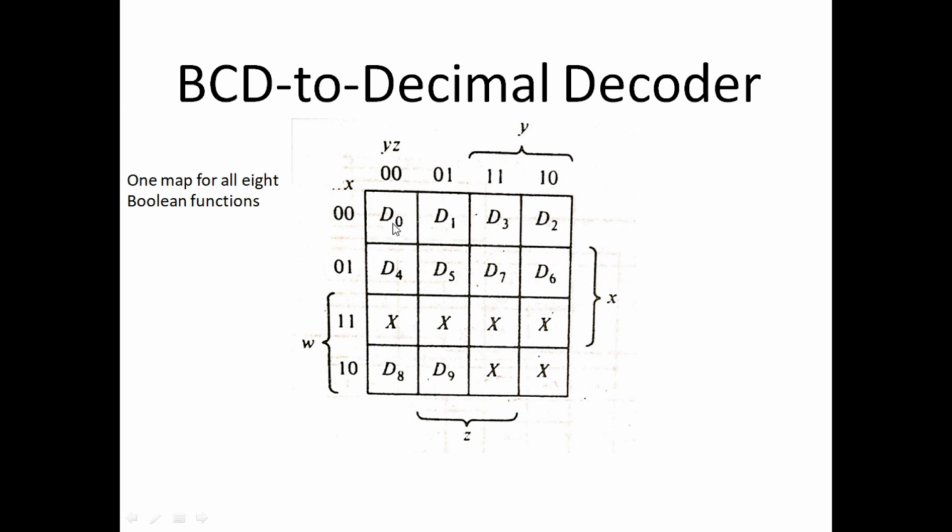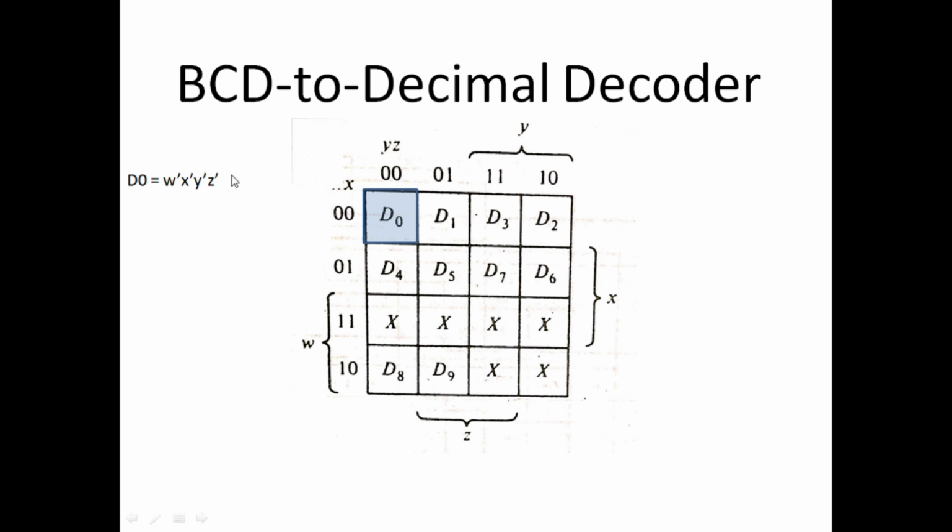So this D0 is 1, so it cannot be grouped with any other square because it doesn't have any square that has a value of 1 and is the neighbor of D0. So it's a single square, and this group only contains one square. So the Boolean equation would be W prime, X prime, Y prime, and Z prime. So this is the first minterm. D0 is W prime, X prime, Y prime, Z prime.